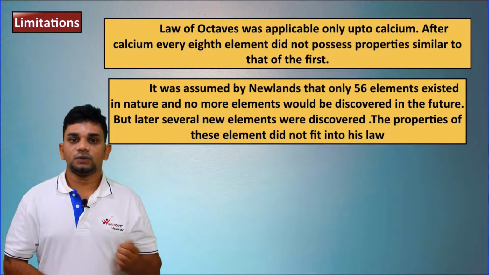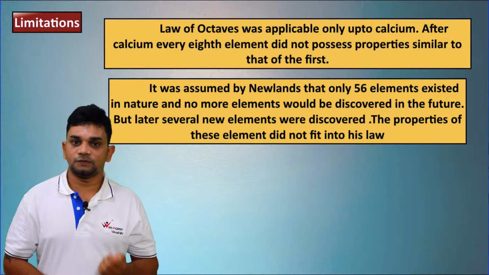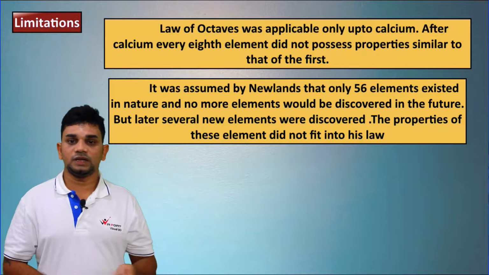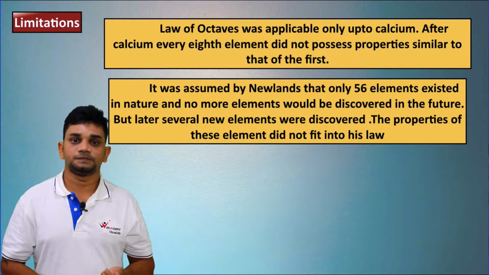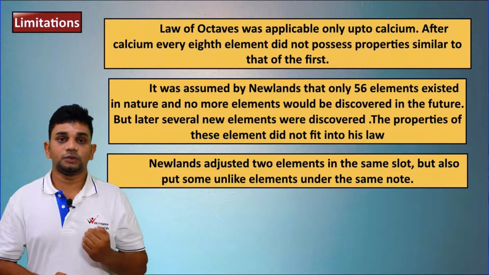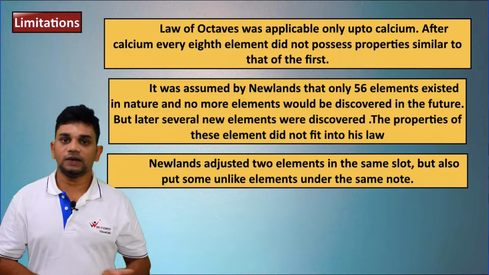Second one, it was assumed by Newlands that only 56 elements existed in nature. No more elements would be discovered in future. But later, several new elements were discovered. The properties of these elements did not fit into his law. Newlands adjusted 2 elements in the same slot, and also put some unlike elements in the same slot. These are the limitations of Newlands' classification.